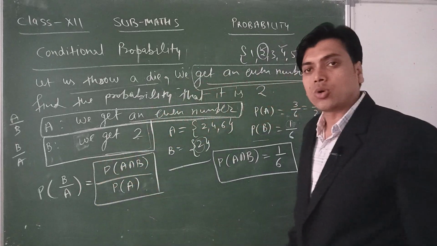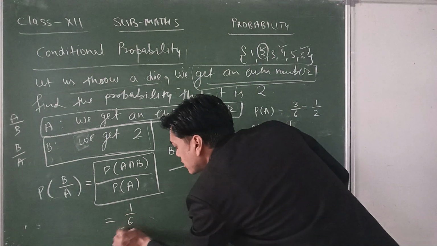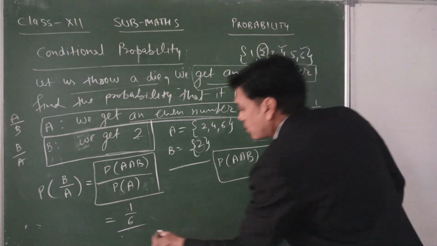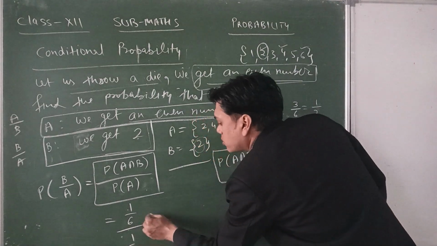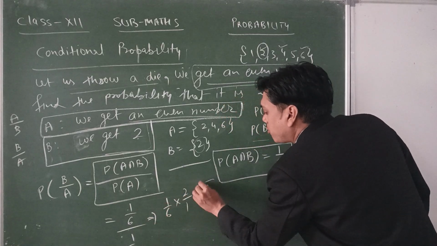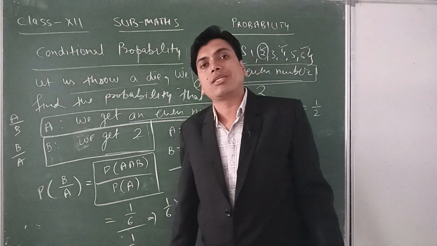I hope you got the point. So substituting the values, 1 by 6 divided by probability of A, that is 1 by 2. On simplifying, it will be 2 by 1 times 1 by 6, so it will be 1 by 3. So probability of B when A is given is 1 by 3.